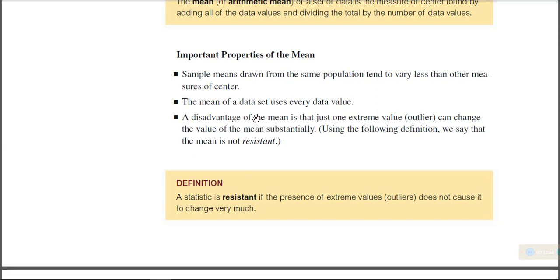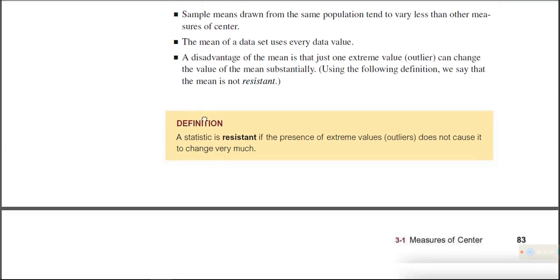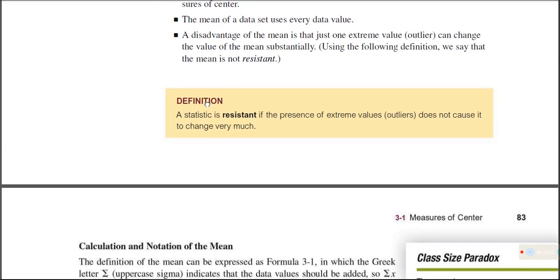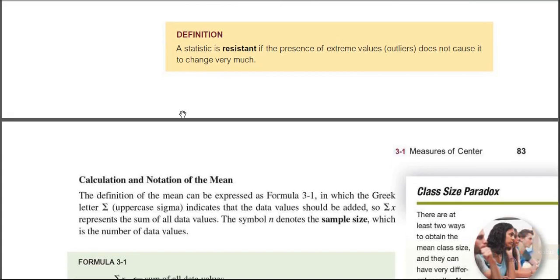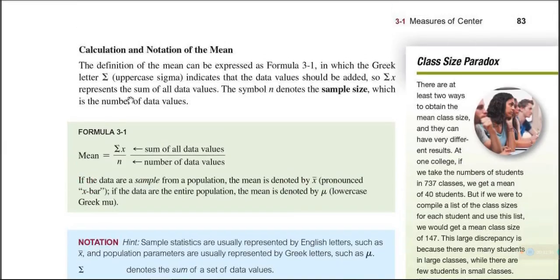Pagka meron kang outlier, greatly affected si mean. So, sensitive talaga siya sa outlier. So, kapag may outlier ka, I suggest don't use the mean. Your statistic will not be a valid representation of your dataset. So, a statistic is resistant if the presence of extreme values or outliers does not cause it to change very much. Now, doon tayo sa notations, 'yung mga ginagamit natin na symbol sa pagkuha ng mean.